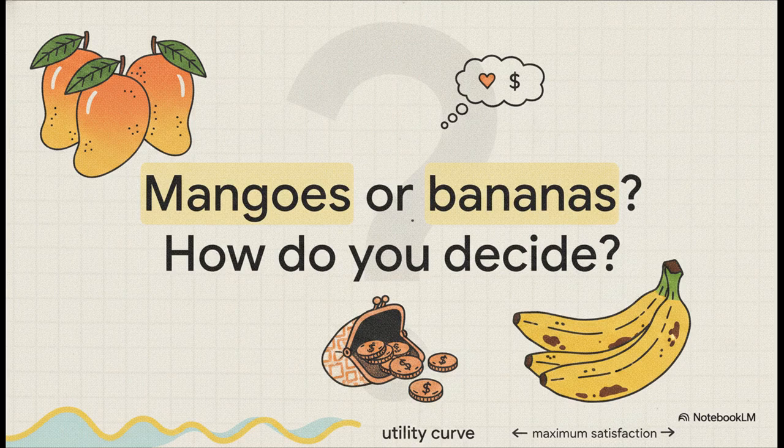Okay, let's kick things off with a super simple question. Mangoes or bananas? Imagine you're standing right in front of a fruit stall. Your mouth is watering for both, but there's a catch. You only have a really limited amount of pocket money. So, how do you decide what to actually buy?